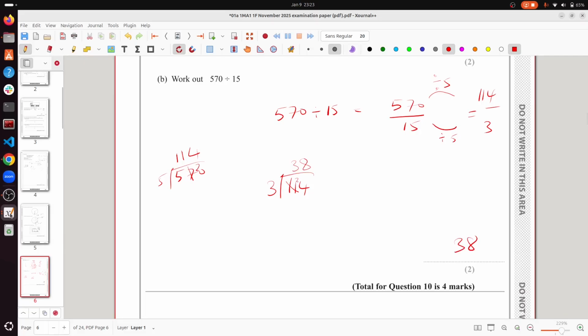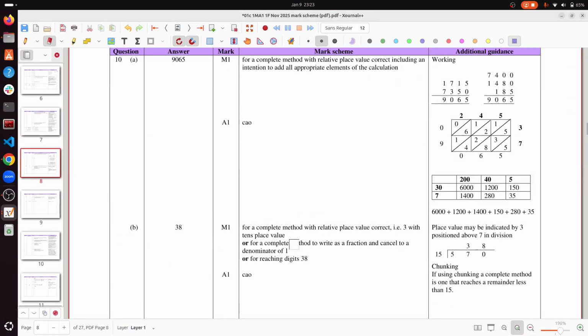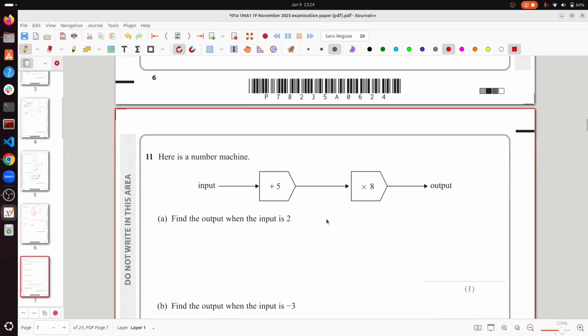So let's look at a mark scheme and see where the marks would have gone for that. So I can see that that is 38 for complete method with relative place value. Correct. For complete method to write a fraction and cancel to a denominator of 1. So if you write a fraction and cancel to a denominator of 1, you get the method mark, for reaching digits 38, so correct. So that's how this would have been marked.